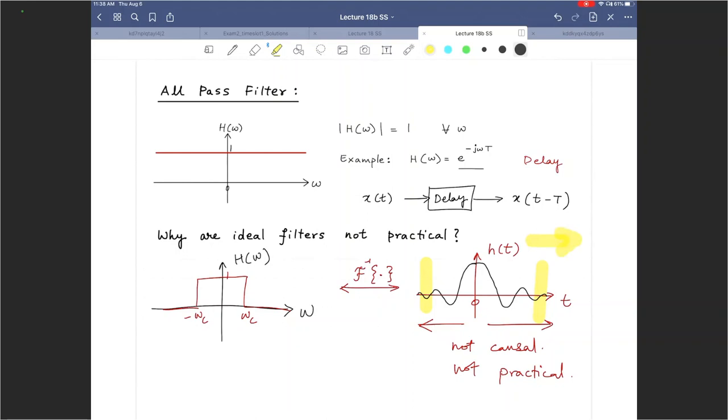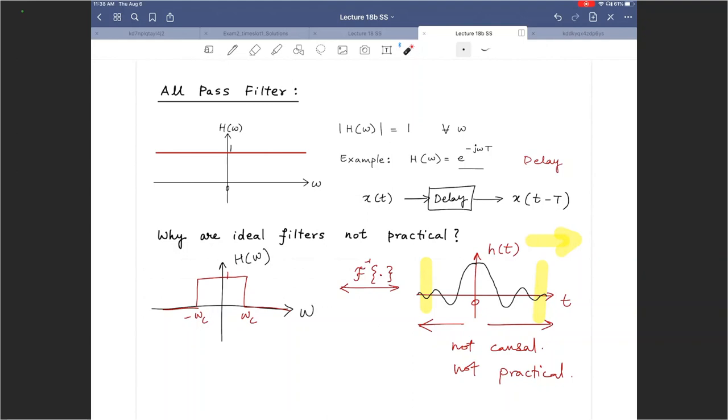And by doing that, you will get sort of a low pass filter, but it will not be an ideal filter. It will have some roll off, some transition band, and there will also be some ripple in the pass band as well as in the stop band. But it is possible to do that if you are able to truncate h of t to some finite value and then shift it to the right by half of that value.